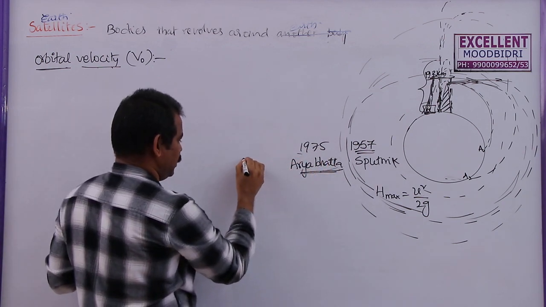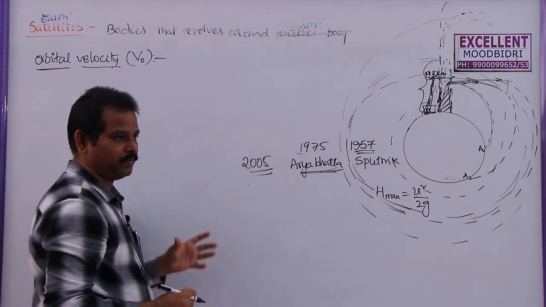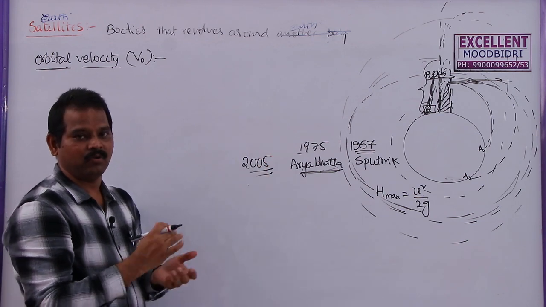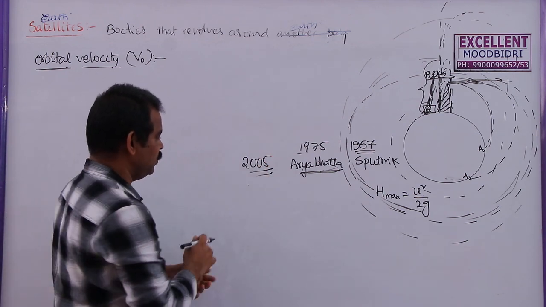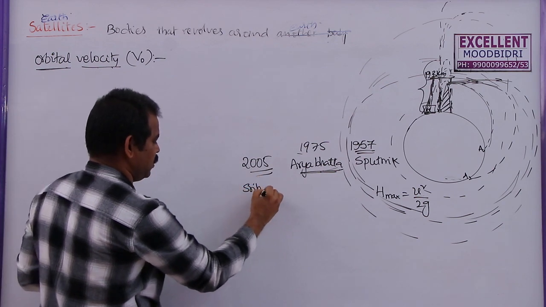Around 2005 onwards, India also started producing the fuel required for launching these satellites. That fuel is called cryogenic fuel. Afterwards, we are sending rockets only from Sriharikota in Andhra Pradesh.